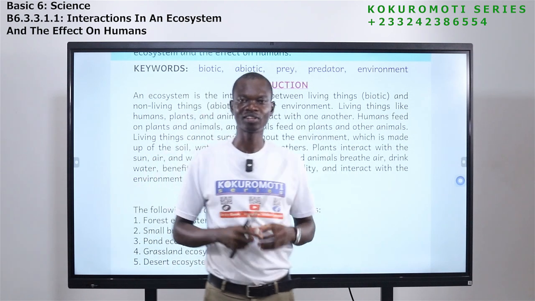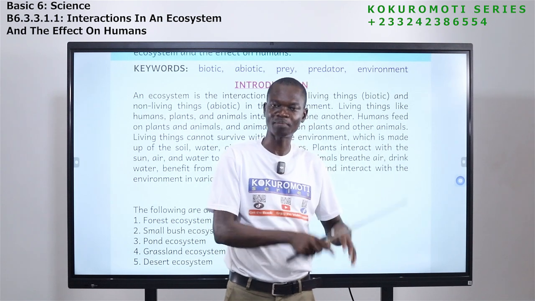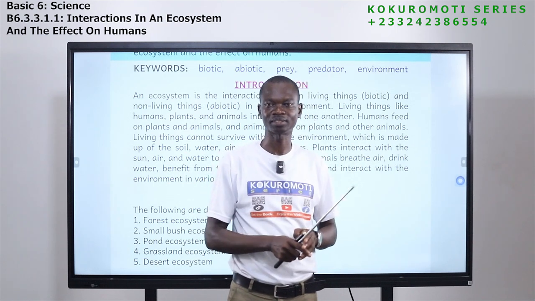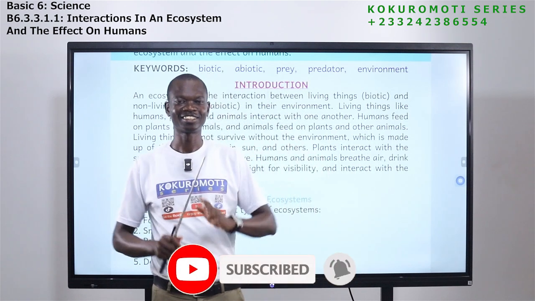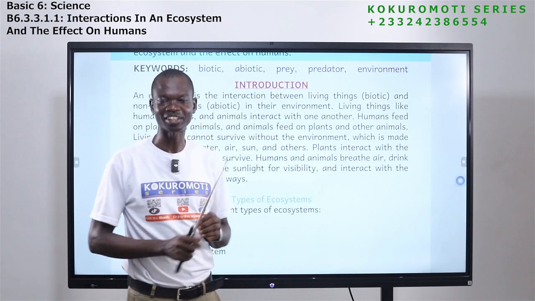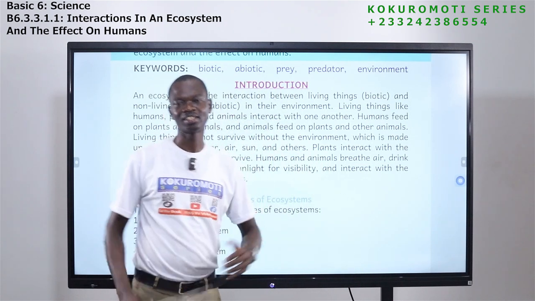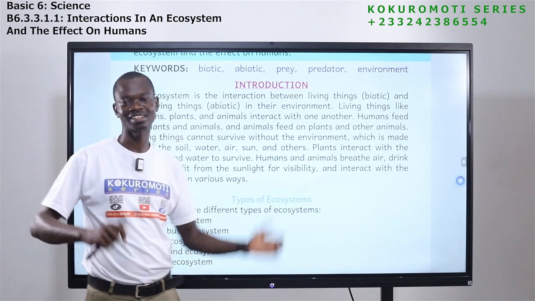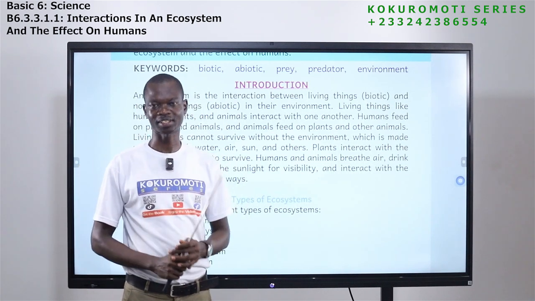They are all in what? The same place. They are all in the same what? Place or area. So when you talk of environment, we are talking about things that are around us, and the things that are around us are made up of living things and non-living things. The interaction between the living things and non-living things is what we call the ecosystem.